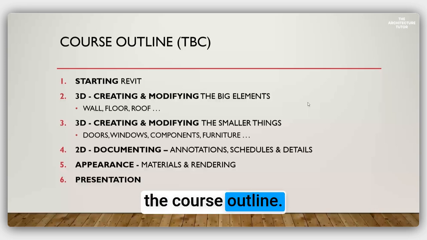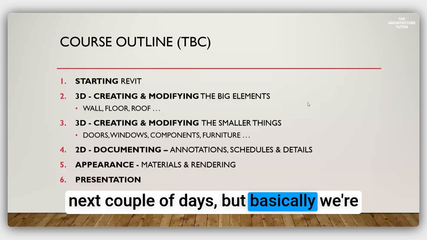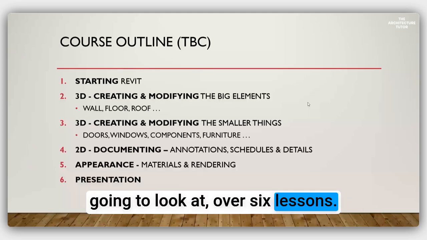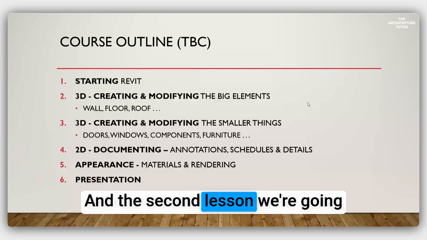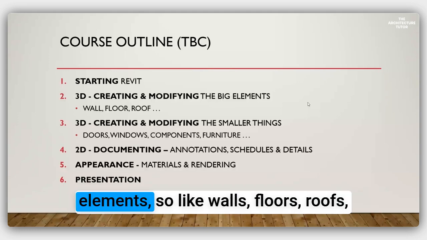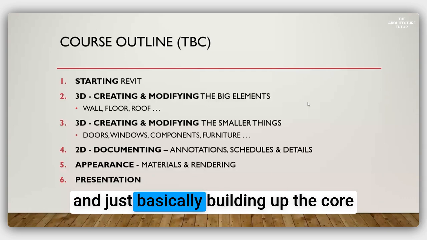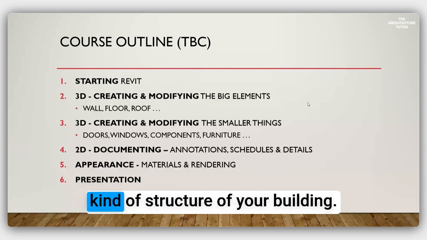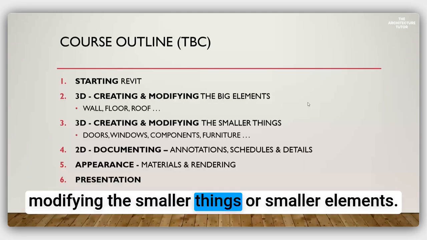The course outline is no doubt going to change over the next couple of days, but basically we're going to look at 6 lessons. Firstly, starting a Revit project. And the second lesson, we're going to look at the 3D side of Revit, so creating and modifying the big elements, like walls, floors, roofs, ceilings, what we call system families, and just basically building up the core structure of your building. Then we'll probably look at 3D, creating and modifying the smaller elements.